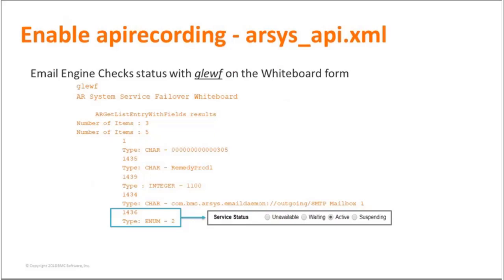The thing I'm looking for is field 1436, which is the service status. You can see here, I just pasted in that field from the form. 0 is unavailable, 1 is waiting, 2 is active, 3 is suspending. In this case, it came back as a 2, which means it's active. So I can tell from that log that this email engine knows that it's going to be active for that particular mailbox, in this case, SMTP mailbox number 1.